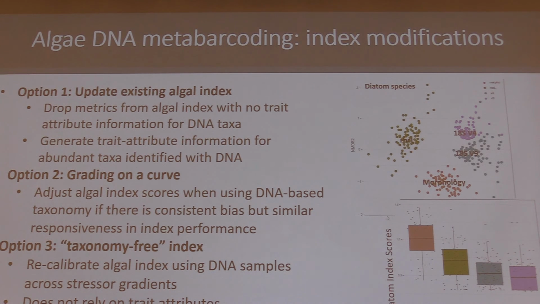And one of the other ways that we can go about developing a novel index based on this DNA data alone is with something that's called a taxonomy-free index. In this approach, you essentially recalibrate your algal index using your DNA samples alone that have been collected along a stressor gradient, and you begin to assign trait attribute information to your raw DNA sequences instead of a species name. This is a pretty novel technique, but it's one that we're exploring here in California because it really doesn't rely on having to have that trait attribute information to calculate your scores.